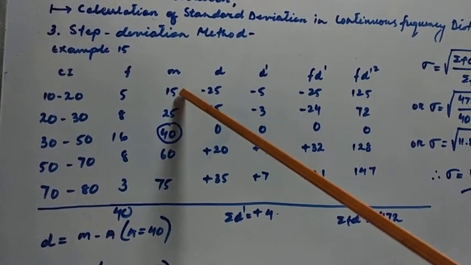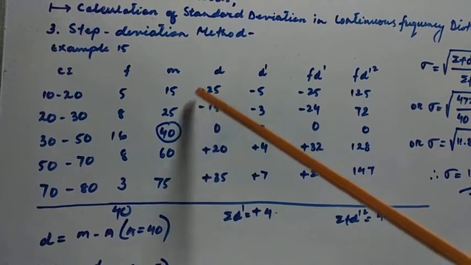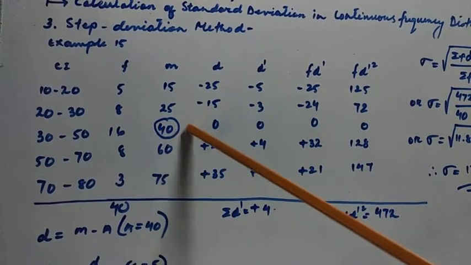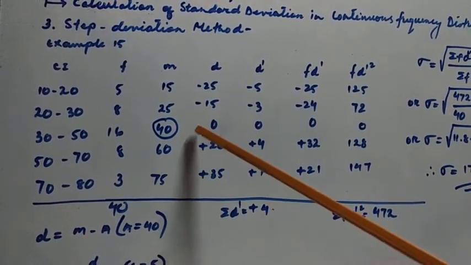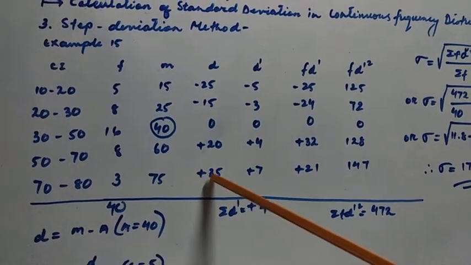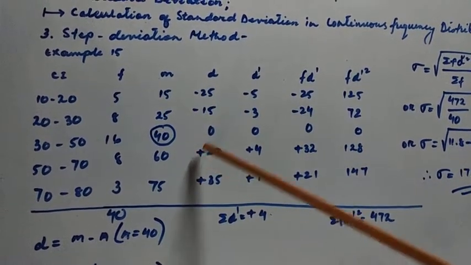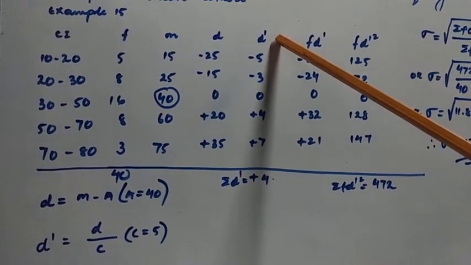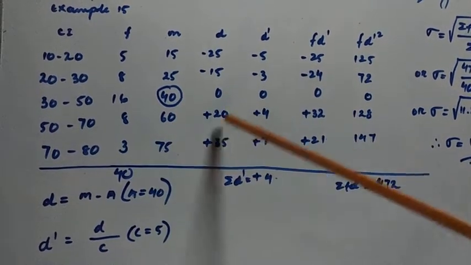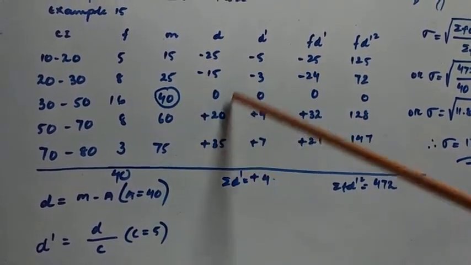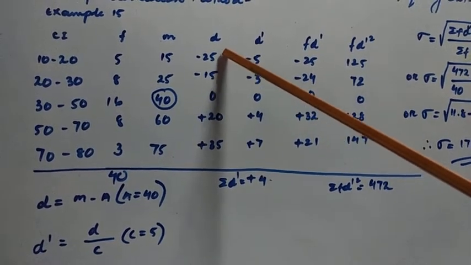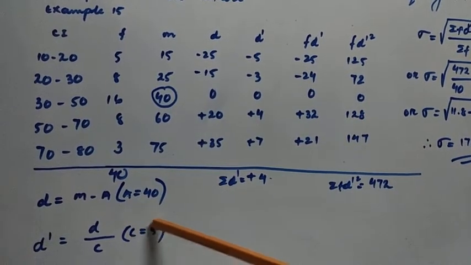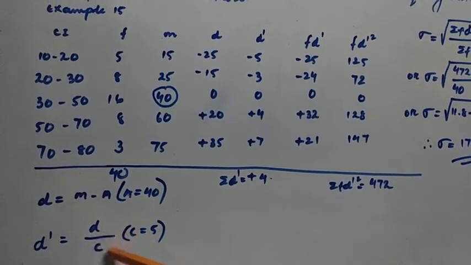So 15 minus 40 is minus 25. 25 minus 40 is minus 15. 40 minus 40 is 0. 60 minus 40 is plus 20. 75 minus 40 is plus 35. That is how you get the value of d. Now, how do you find d dash? You will see that the values of d are divisible by a common factor, that is 5. So when the values of d are divisible by a common factor 5, you divide d by that common factor. So d dash is nothing but d divided by c.